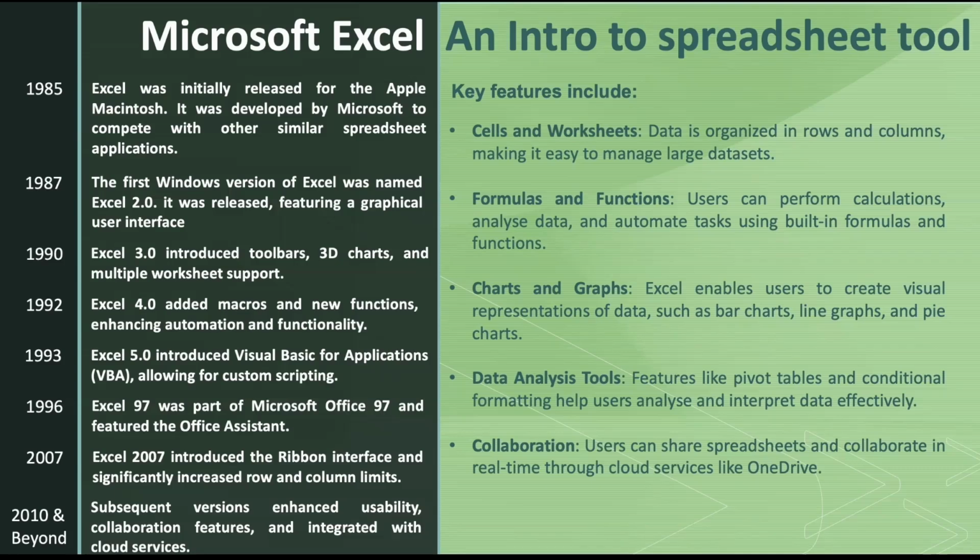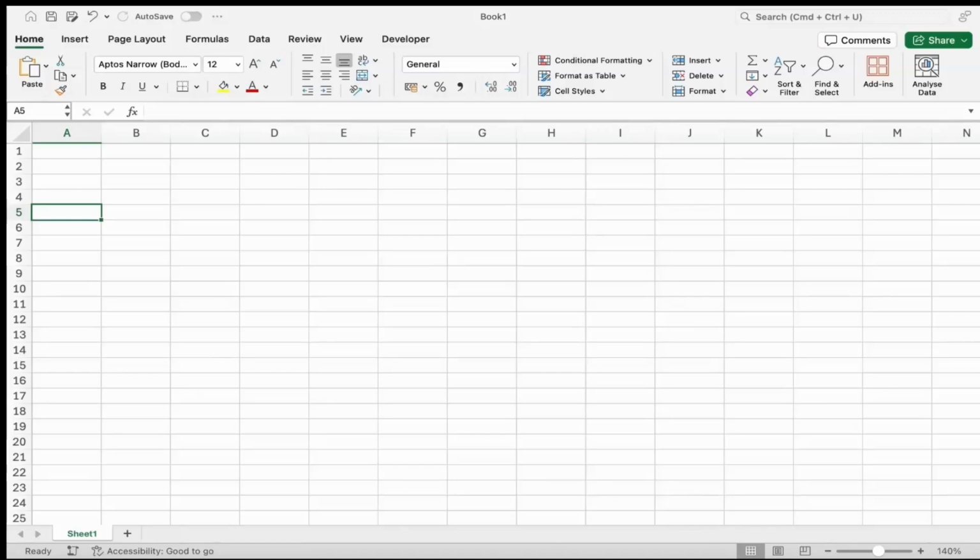Let's look at the actual interface of Excel to understand its structure and tools more effectively. Currently, I'm using Excel 2021, and my interface of Excel looks like this. Please do not worry if your interface looks different than mine, as changes might be very small. However, most of the functionality remains the same. Let's understand the layout. From the top we have the ribbon.